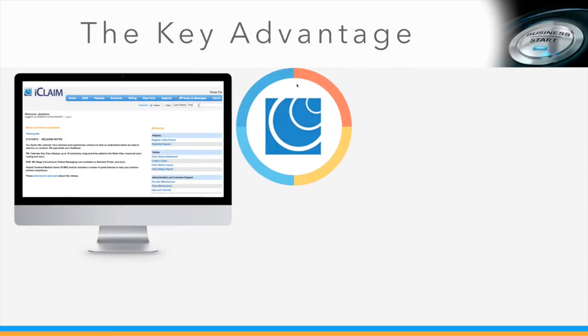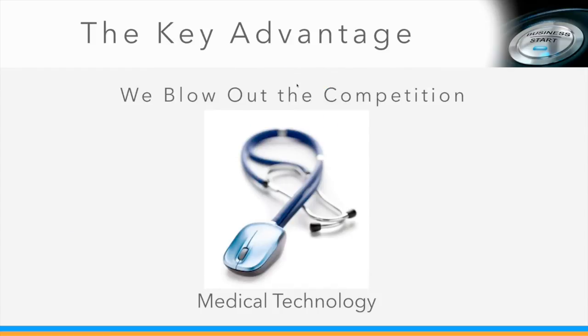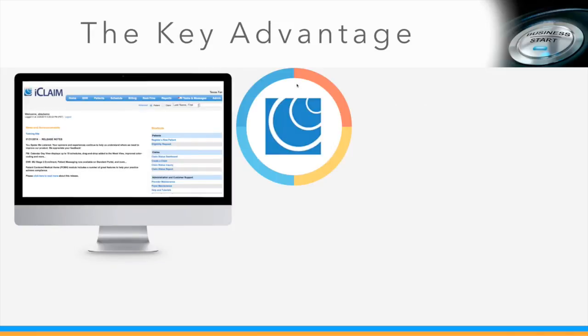Here's the key advantage: folks, we blow out the competition when it comes to medical technology. And Melody, I do see your question there: does ABS own the claims clearinghouse? You're going to see here that we actually do. So, Patrick, as you put this information up on the screen, this is the key advantage. It's our iClaim system, our EMR system. You can see there that the clearinghouse is actually embedded into the iClaim portion of it. I like that little animation. That's great, Eric. That's the clearinghouse inside of our system. We have our own clearinghouse.